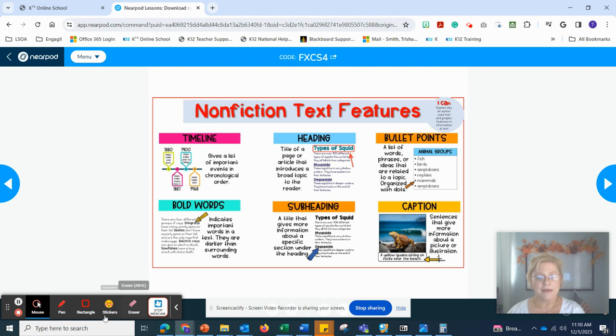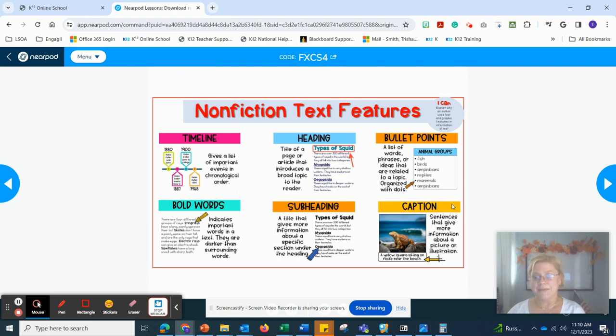Then we have right here bullet points, a list of words, phrases, or ideas that are related to a topic organized with dots. So you have animal groups, and then underneath there are different types of animal groups: fish, birds, amphibians, mammals, amphibians. Amphibians twice, that's funny. Sorry. So it just has it in a nice, neat, orderly pattern.